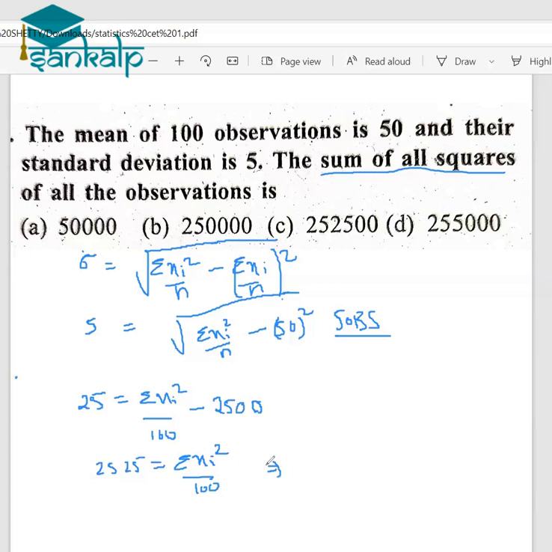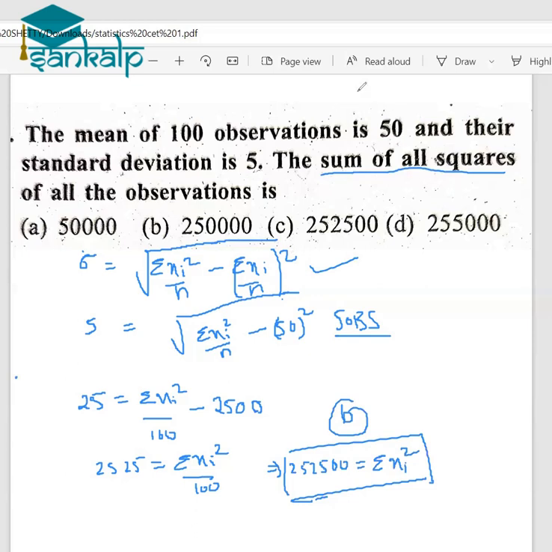And on simplifying it further, 100 into 2525 will be 252500, which will be equal to sigma xi square. So sigma xi square is equal to 252500. So out of the given options, option B is the right option. To simplify this, we have made use of the second result on standard deviation in case of ungrouped data, that is sigma xi square upon n minus sigma xi upon n whole square.